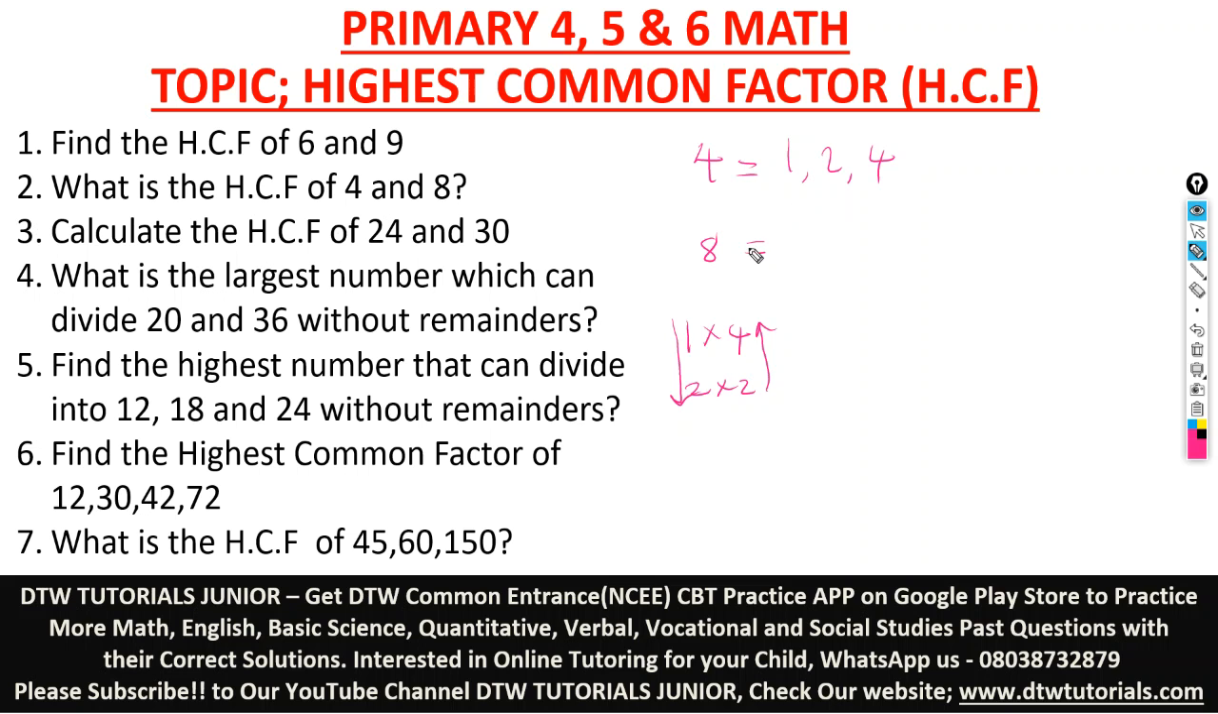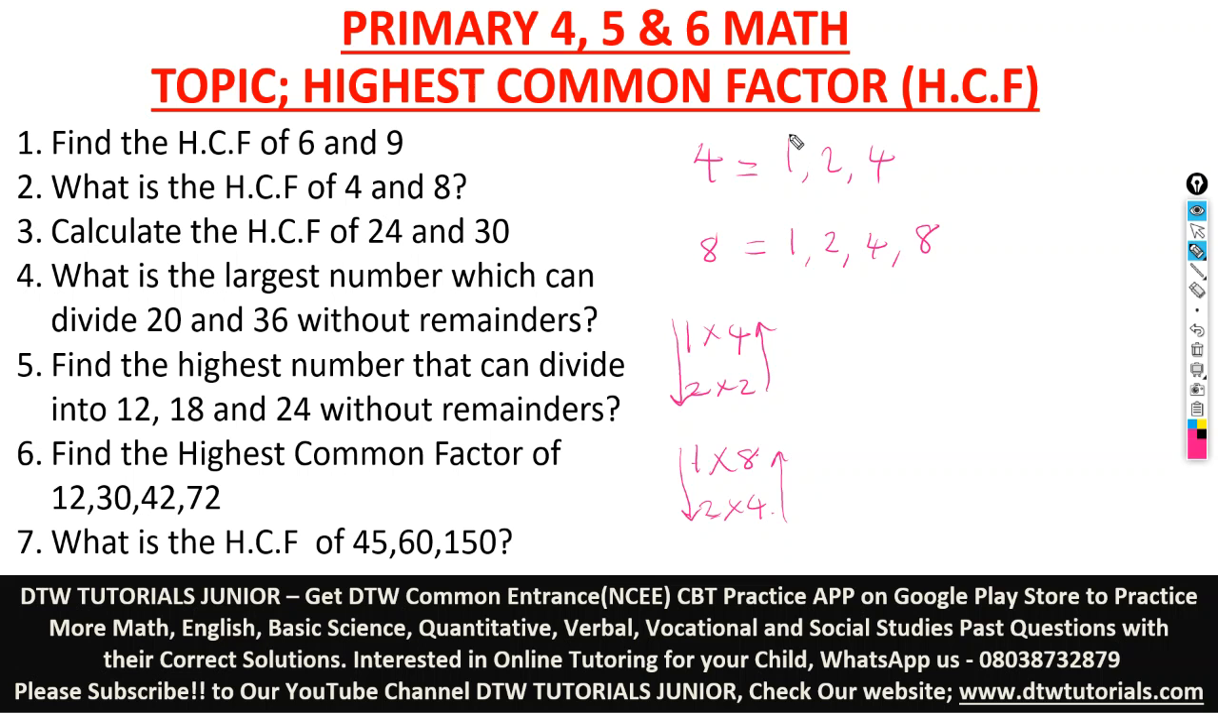Now for 8, what do we do? 1 times 8 is 8. What else again? 2 times 4 will give you 8. So these are the factors of 8: 1 and 2 and 4 and 8. So we state 1, 2, 4, 8. Do you see that?